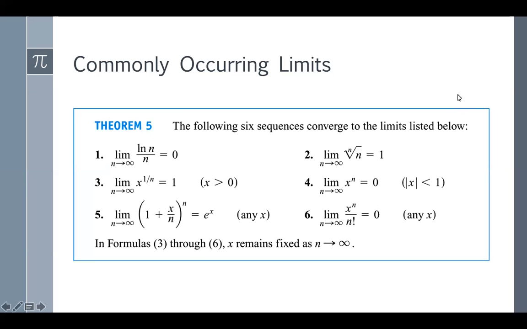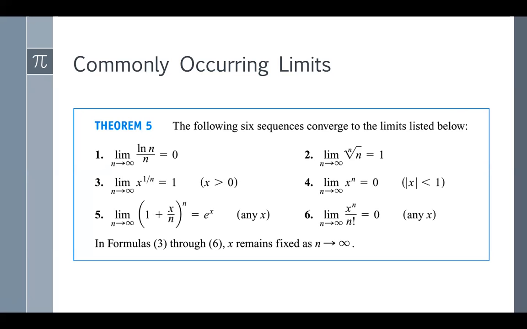All right, so next we'll have a quick look at some commonly occurring limits. This is called Theorem 5. The following 6 sequences converge to the limits listed below. The limit as n increases without bound of natural log n over n is equal to 0. The limit as n increases without bound of the nth root of n is equal to 1.